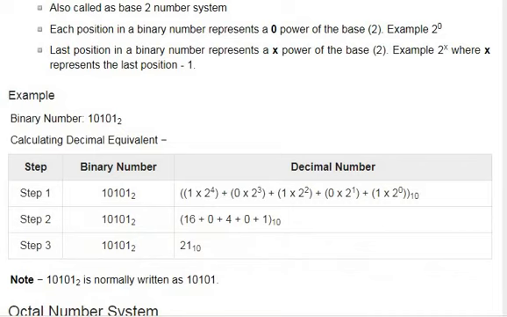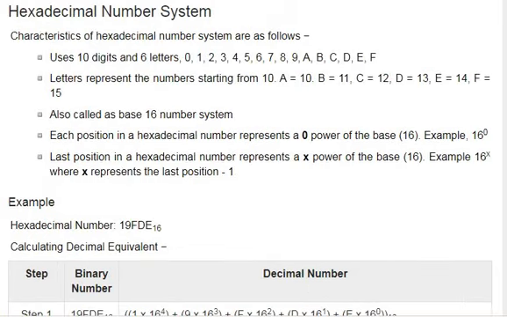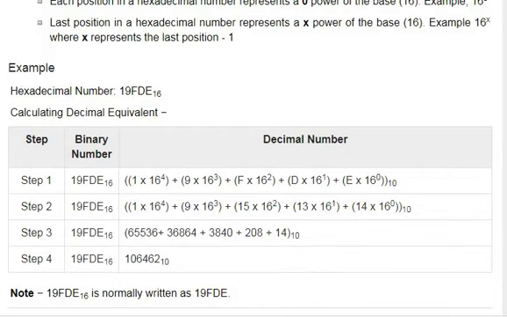So look at this: if you want the decimal equivalent of any binary number, you need to follow this method, right to left, 2 power 0, 2 power 1, 2 power 2, 2 power 3, 2 power 4 and so on. Hexadecimal number system, base 16: to find the decimal equivalent of any hexadecimal number, right to left, 16 power 0, 16 power 1, 16 power 2 and so on. So binary to decimal is 2 power 0, octal is 8 power 0 and hexadecimal is 16 power 0.